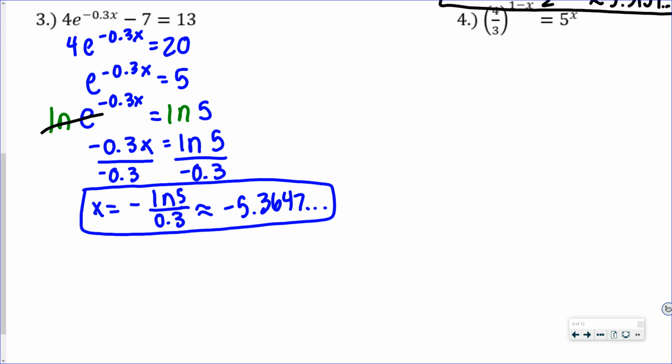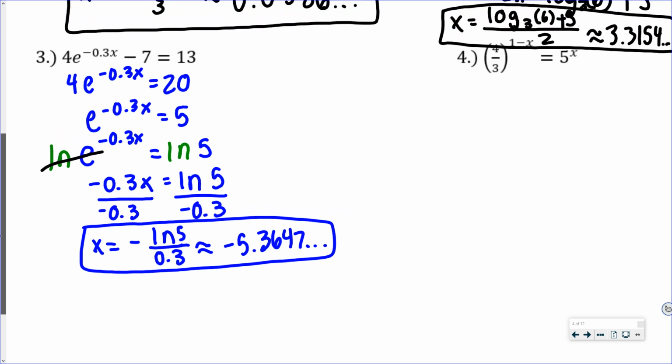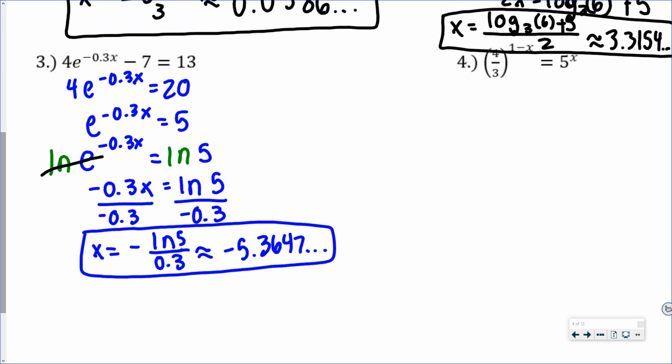Okay. This next one is a little bit more challenging because I have exponents on both sides and two different bases. So I'm wondering, do I take the log base 5 of both sides or the log base 4/3 of both sides? The answer is neither. You have two options. You can do the common log of both sides or the natural log. I usually just use natural logs because I think it's a little easier.